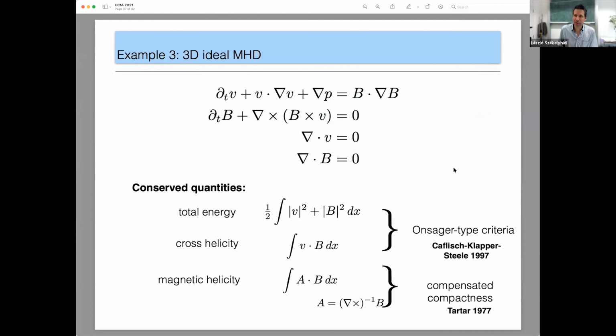Now, this is a very rich system that has been very much studied. There are several conserved quantities, the total energy, which we have like in Euler. There's a cross-helicity term, which is essentially pretty similar, and something else, which is a Maxwell invariant, the magnetic helicity. And this arises from the inverse curl of A, which is the vector potential of the divergence free vector field B. And of course, it has been studied under what conditions these conserved quantities are conserved. Actually, for weak solutions, I just refer to the paper of Kaflish, Clapper, and Steele here.